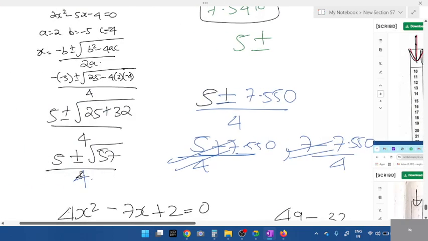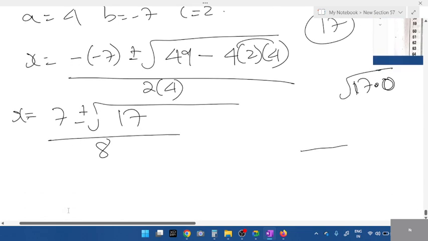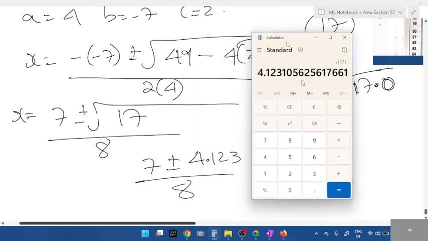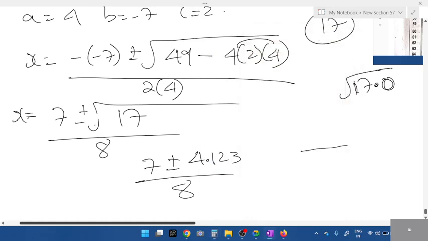4.123. You don't have to waste your time on long division, until and unless a number more than 100 is given. 4.123. 7 plus or minus 4.123 divided by 8. Simple concept. Square root of 17 is 4.123. They'll definitely give rounded-off values. 4.123, square root of 17.